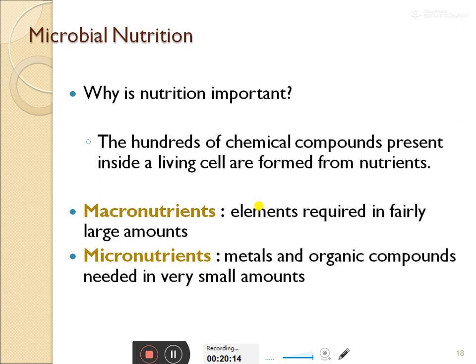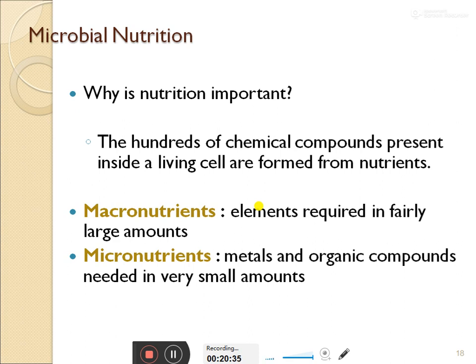So, till now we have completed the physical parameters that are required for the growth of microorganisms, or the physical factors that affect the growth of bacteria. Now, we will see the chemical parameters or the chemical factors which affect the growth of bacteria. So, why is nutrition important?